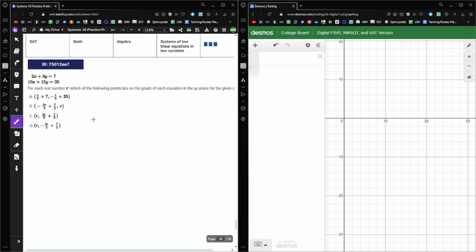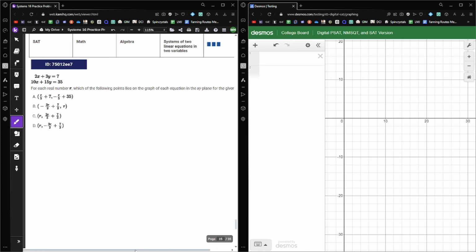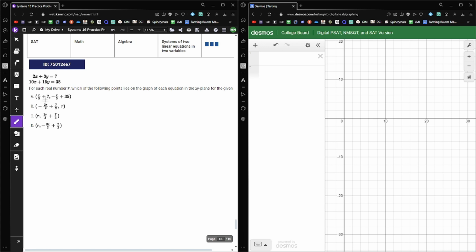Question number 15. For each real number r, which of the following points lies on the graph of each equation in the xy plane for the given system? All right, this is the same one with all these fractions and the r's and stuff. But hey look, we know the trick now. First thing, these two equations are the exact same, so we only need to type one of them in. I'm gonna do the first one.